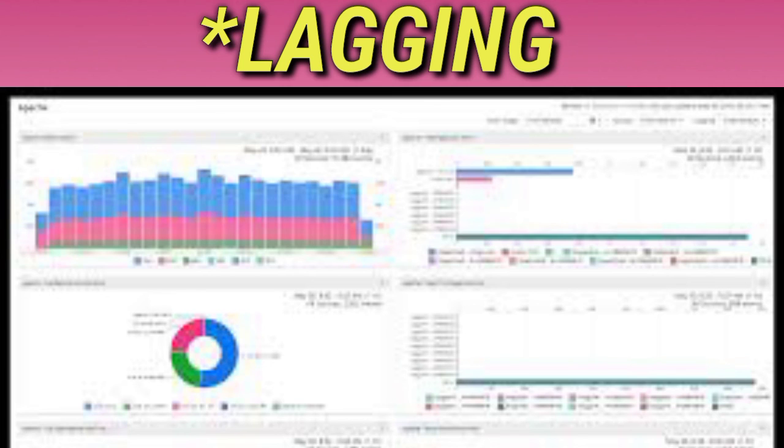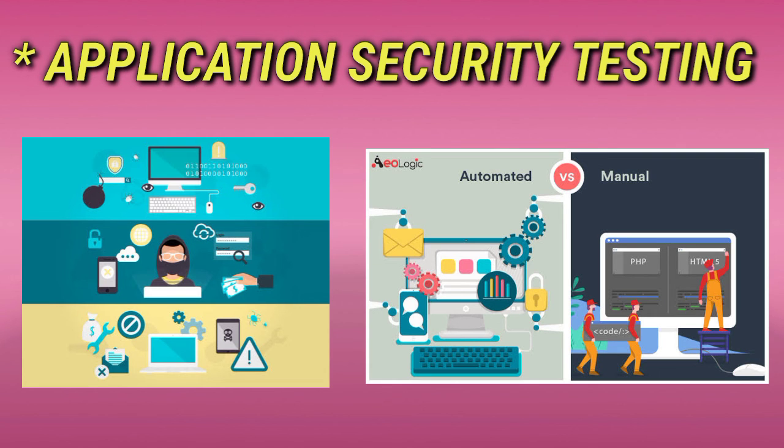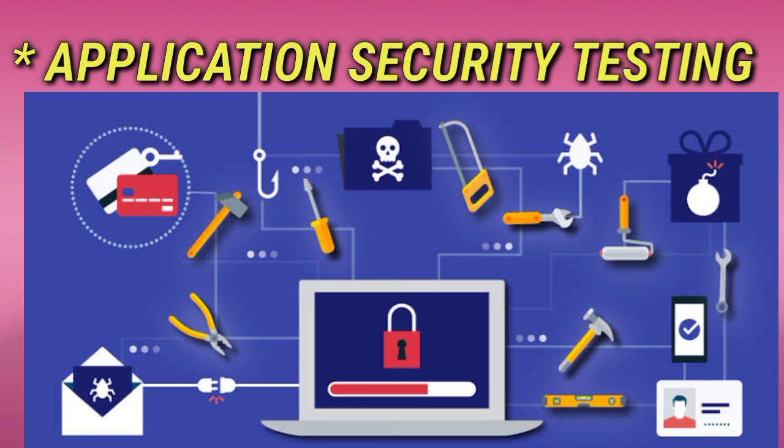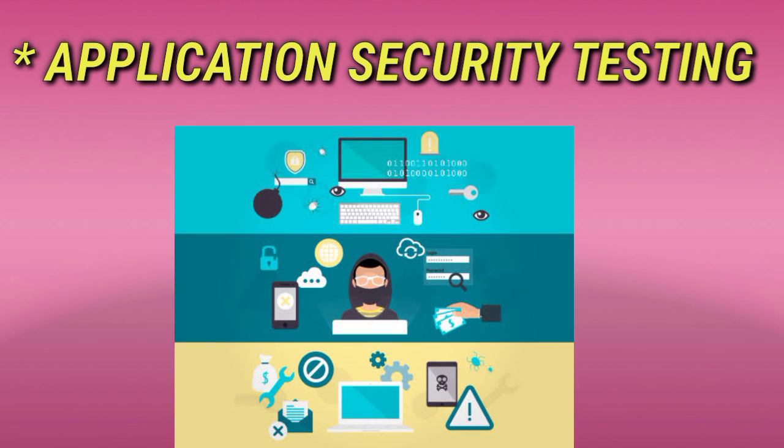And here is the last but not the least, application security testing. Application security testing, or AST, is a process of making applications more resistant to security threats by identifying security weaknesses and vulnerabilities in source code. Application security testing, or AST, started as a manual process.